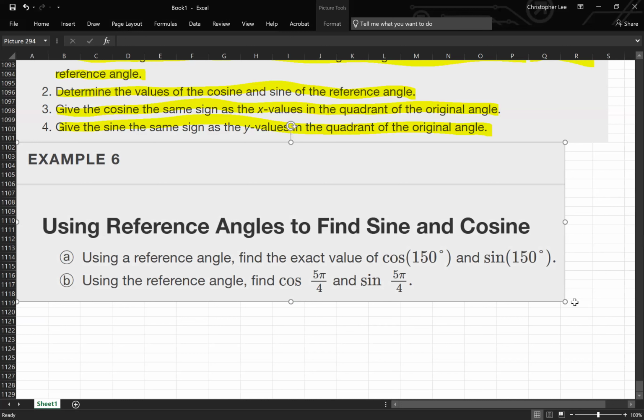All right, so you guys try using reference angles to find the sine and cosine. We want to find the exact value for cosine of 150 and sine of 150. And then using a reference angle, find cosine of 5 pi over 4 and sine of 5 pi over 4. Try it out, then I'm going to show you how I would do it.